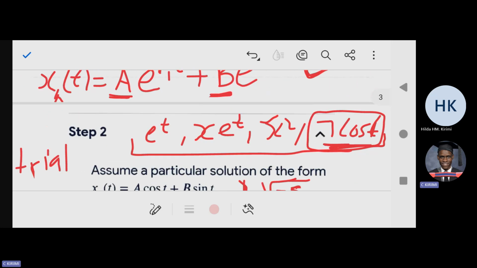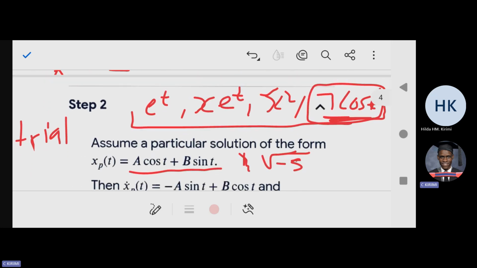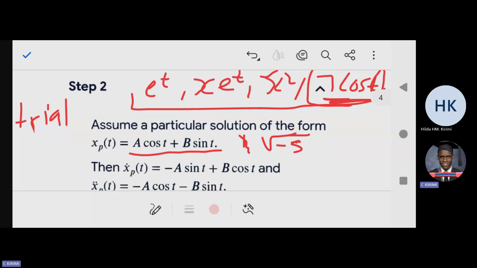Similarly, you use the same logic when you are solving for the particular solution. When you see cos on the right-hand side, you must know that cos and sine always go together when it comes to non-real roots, because this is the square root of a negative. Now it's a complex root, which means I must use A cos t and B sin t. That's how we choose the particular solution. So the first thing, now you differentiate, since you want to solve for A and B.